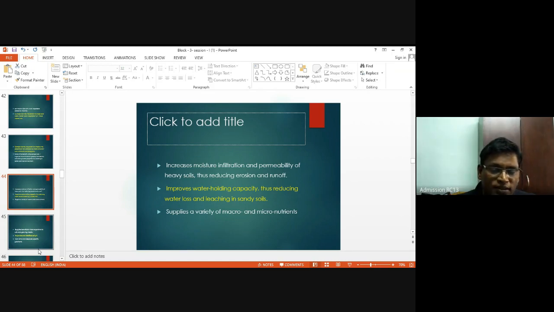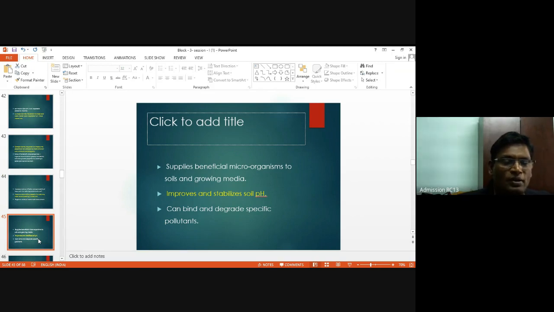So for sustaining the quality of the soil, to withstand a drought environment or minimum water quantity, this water holding capacity of the soil is very important, and it supplies a variety of macro and micronutrients. Apart from that, composite manures also provide a lot of macro and micronutrients to the soil, and supply beneficial microorganisms to the soil and growing media. Not only the plant health in the crop field or the soil, but we also have to take care of the microorganisms present there, which are beneficial to the plant and the soil and equally important.